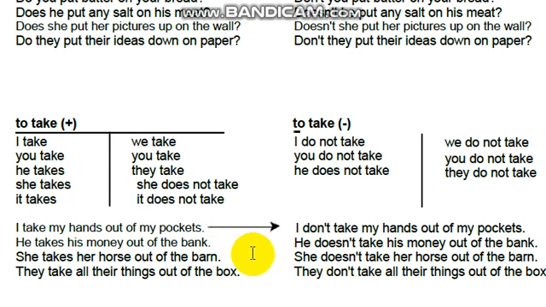She takes her horse out of the barn. She doesn't take her horse out of the barn. They take all their things out of the box. They don't take all their things out of the box.